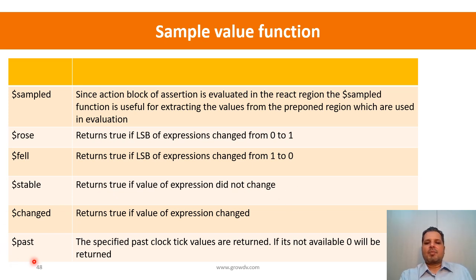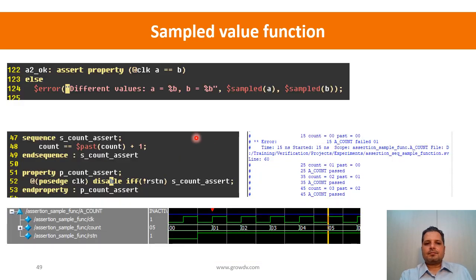And $past is another useful function. You can pass the number of ticks, meaning how deep you want to look in the history, and then for that specified clock tick, the past value of the signal that you are passing will be returned. And if you ask for longer than the history available, the value 0 will be returned with the $past call. Let's look at some of the examples.